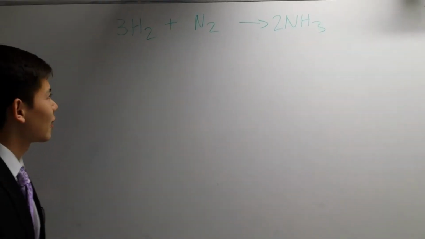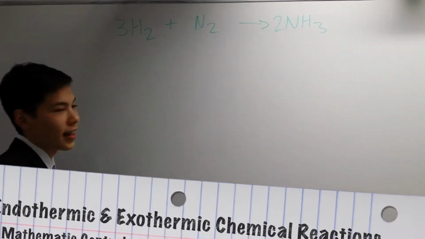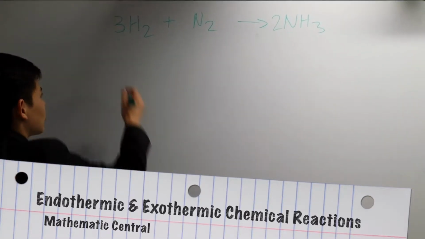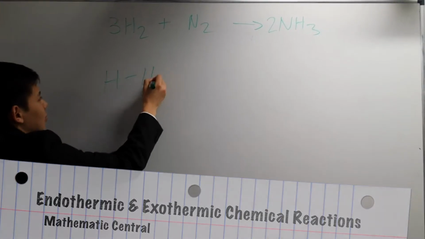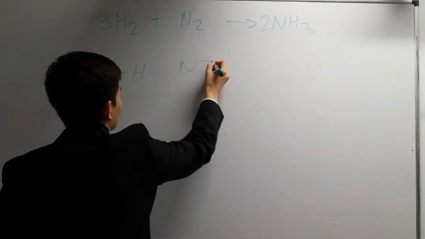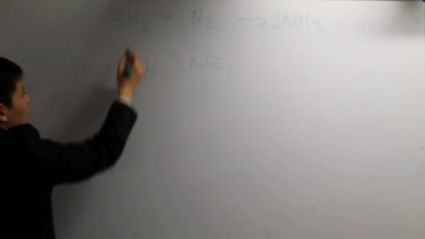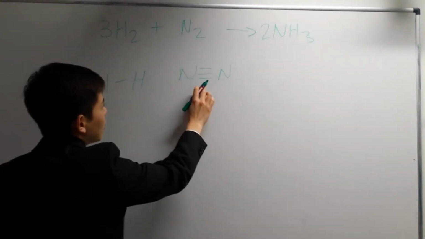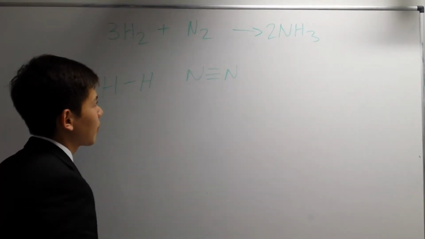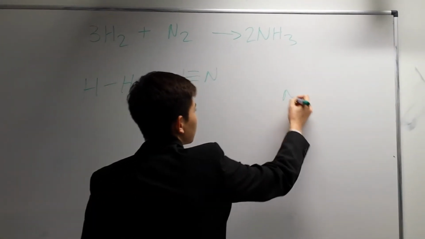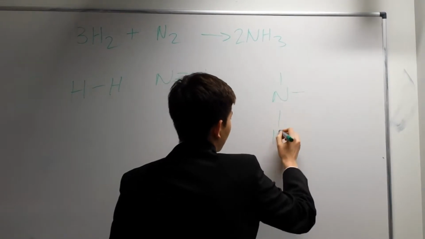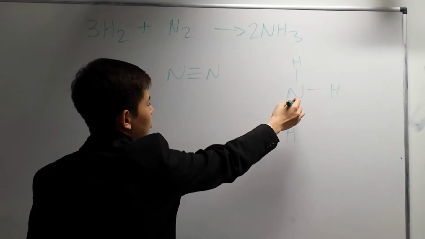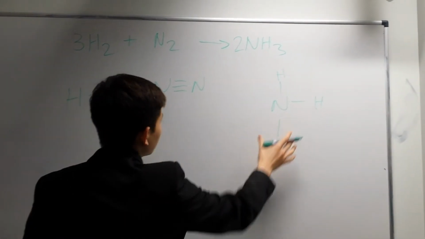Hi, I'm going to be talking about exothermic and endothermic reactions and how chemical reactions take place. So, for a chemical reaction to take place, all the bonds in the reactants must break. So, 3 hydrogen to hydrogen bonds must break in this reaction, and 1 nitrogen to nitrogen triple bond must break. And then new bonds form in the products. So, in this case, 2 of these molecules form, and all these new bonds are formed.